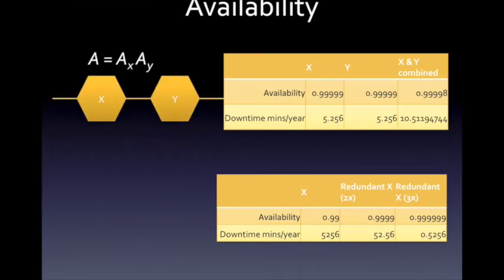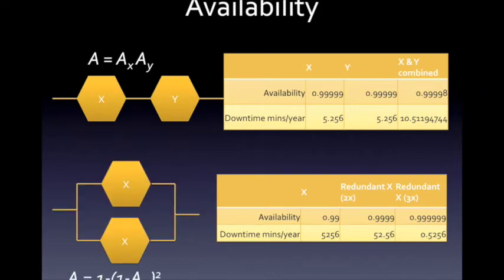So here we see if you have something that requires two services, in this case X and Y together, the downtime in that case, you can see how the downtime increases to double that. But now let's look at how we can scale out and add some redundancy. And we can see how when we do that, here we have X, and there's the formula for availability there.